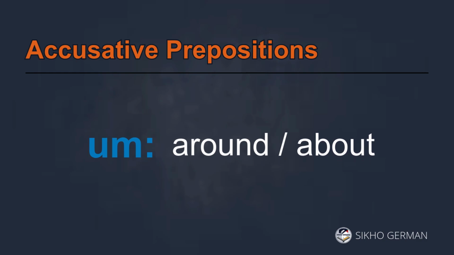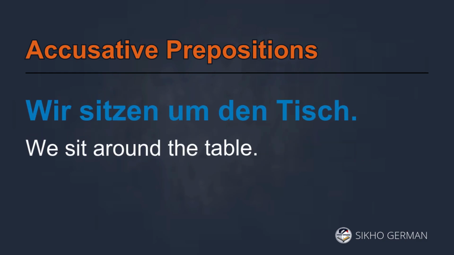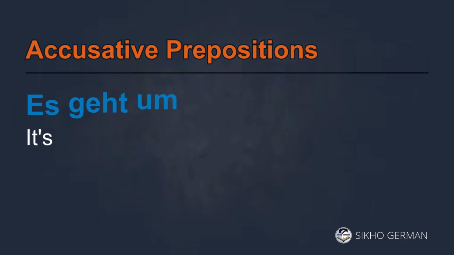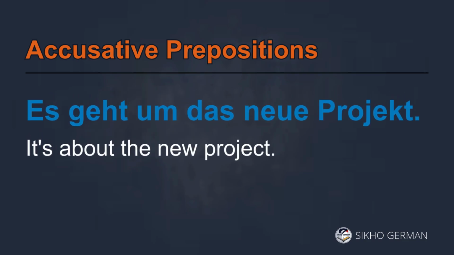Now let's look at um, which means around or about. Wir sitzen um den Tisch. We sit around the table. The masculine noun der Tisch becomes den Tisch in accusative after um. We're sitting physically around the table. Um shows this spatial relationship.